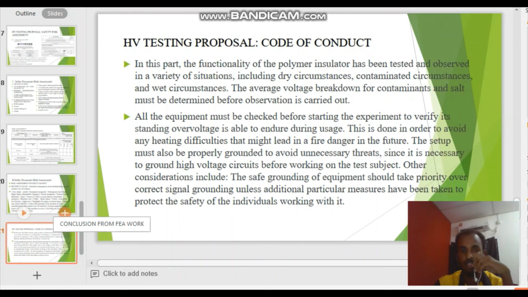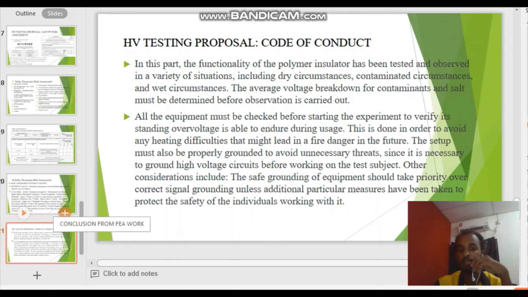High voltage testing proposal, code of conduct. In this part, the functionality of the polymer insulator has been tested and observed in a variety of situations, including dry circumstances, contaminated circumstances, and wet circumstances. The average voltage breakdown for contaminated and salt must be determined before observation is carried out.